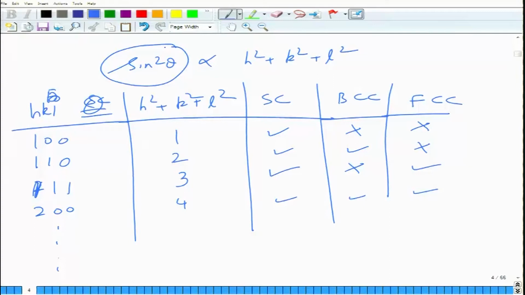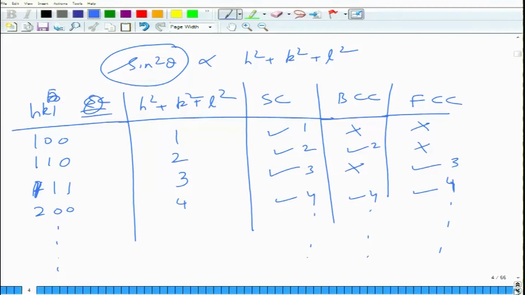You convert your sin square theta in such a fashion that you are able to match to one of these. So the sequence for simple cubic would be 1, 2, 3, 4 and so on. For BCC it would be 2, 4, 6, 8 and so on, and for FCC it would be 3, 4, 8, and so on. So that is how you keep working on it, and that is how you characterize the crystals. Okay.